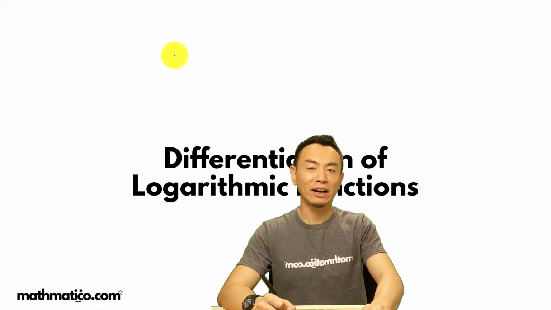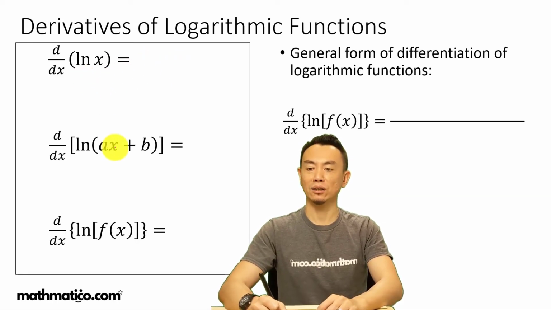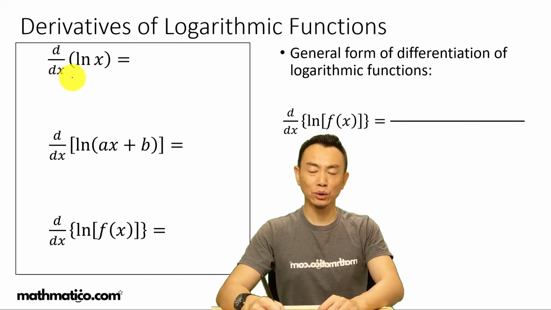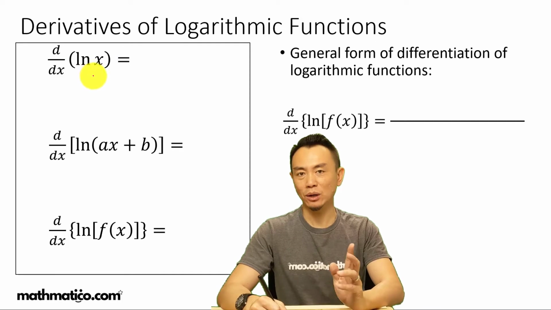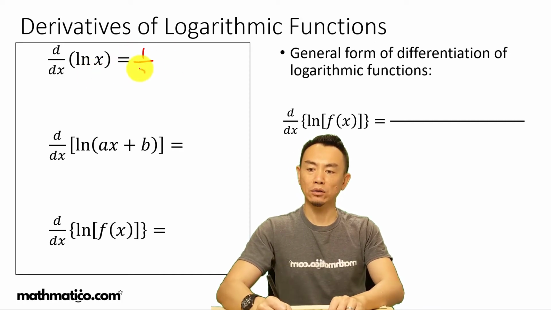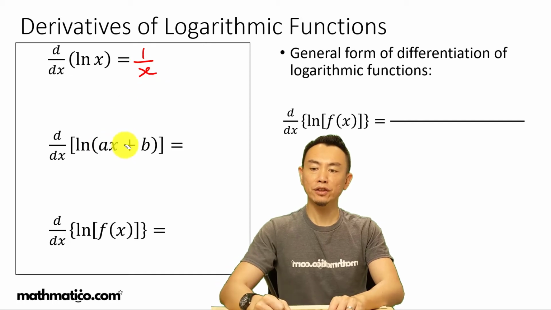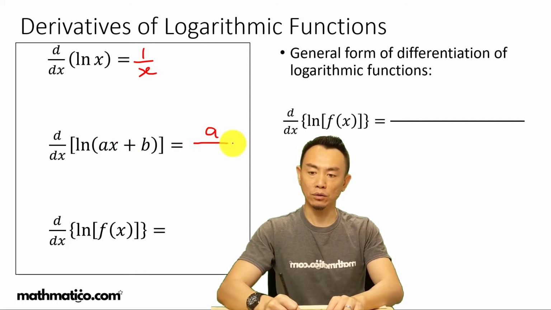Differentiation of logarithmic functions. By logarithmic functions, we are only specifically talking about ln x or ln of whatever function it is. We do not do log base anything else, okay? But log base e, which is what ln is. So if you differentiate ln x, you get 1 over x. If you differentiate ln(ax plus b), you will get a over ax plus b.